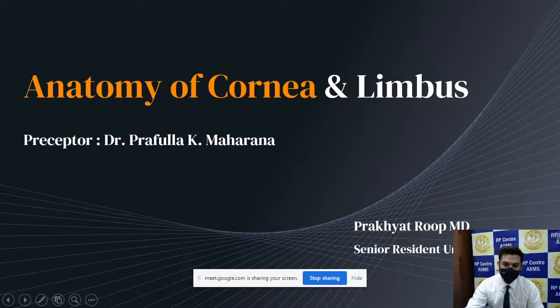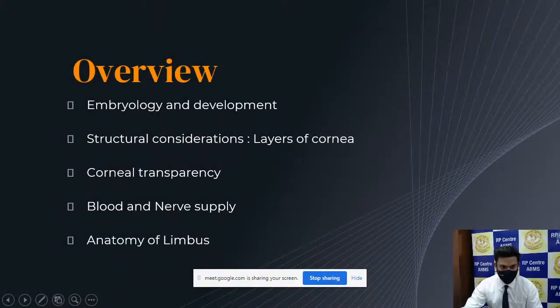So I'll be talking about the anatomy of cornea and limbus. I'll be speaking on embryology and development, structural considerations of the layers of cornea, the corneal transparency theories, blood and nerve supply of cornea, and the anatomy of limbus.